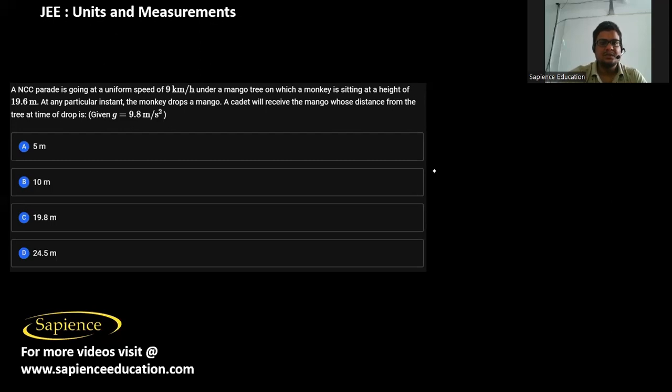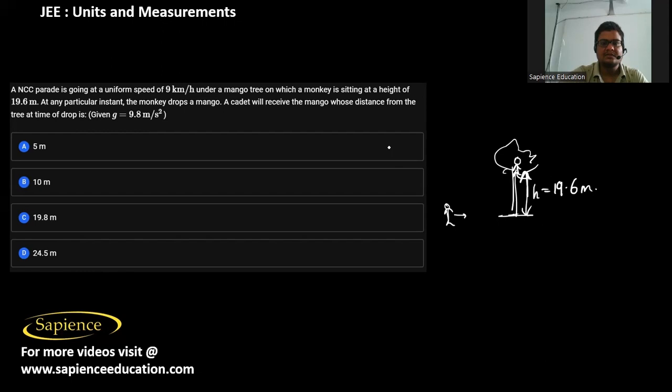So here it is told that an NCC cadet is going at a uniform speed of 9 km per hour under a mango tree. There is a mango tree, and on it a monkey is sitting at a height of 19.6 meters. At any particular instant, the monkey drops a mango.